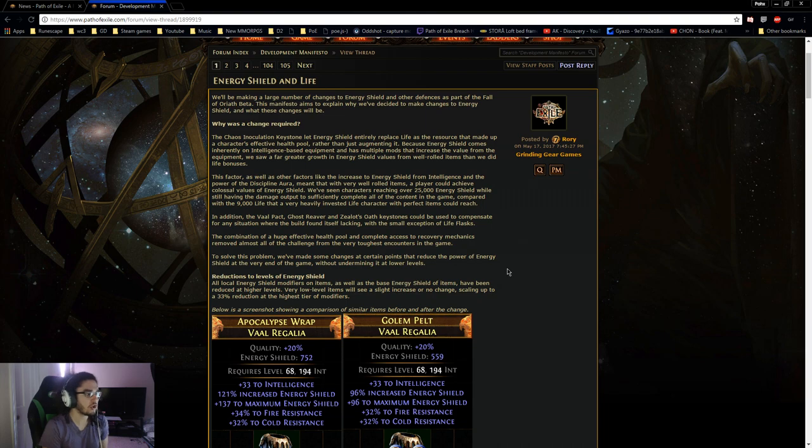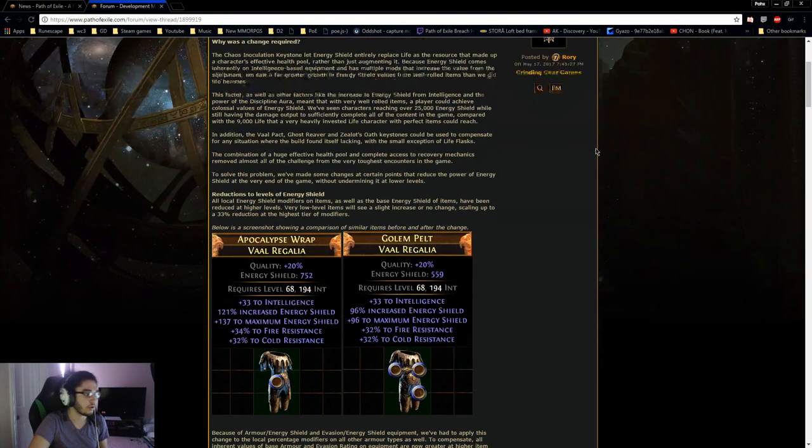We'll be making a large number of changes to Energy Shield and other defenses as part of the Fall of Oriath beta. This manifesto aims to explain why we've decided to make changes to Energy Shield and what these changes will be. Now, one thing to note is this is still for the beta, so I am going to be on the skeptical side, but more of a positive side, and say there still may be more things that are going to be adjusted. Assumingly, because that's how a beta would work: we play the game, we give them our feedback, and then they make more adjustments based on the feedback. So that is one thing to take note of.